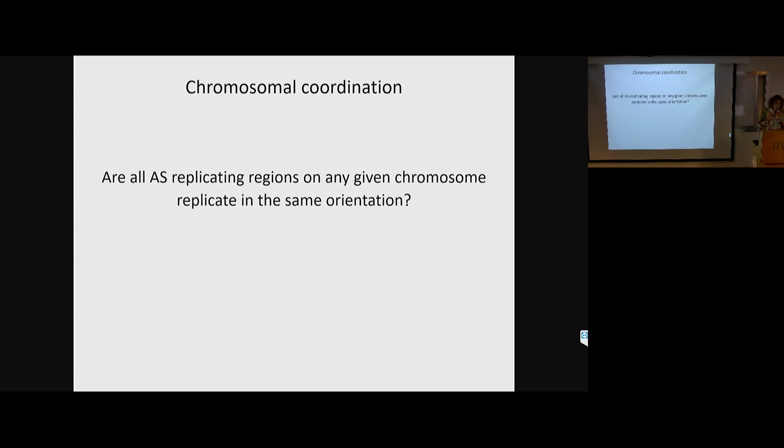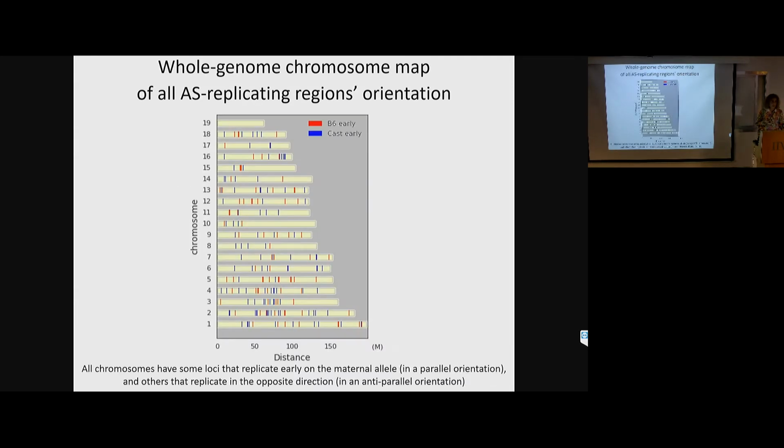So do all asynchronous replicating regions on any given chromosome replicate in the same orientation? There was a publication that checked only 6 probes and saw that along the chromosome, all the asynchronous replicating regions are either early or late. So now we had many more, close to 500, and we wanted to see if this is true.